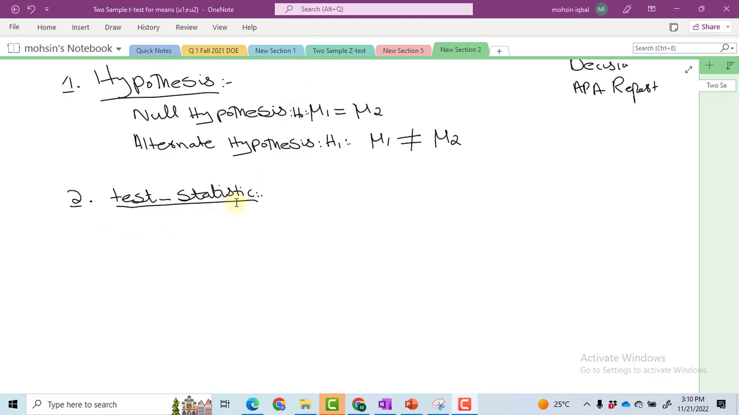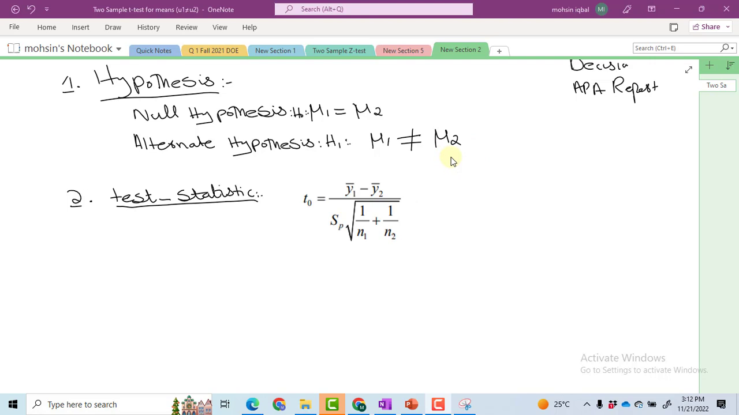Now I will perform the test statistic. The test statistic for a two-tailed t-test is t naught equals y1 bar minus y2 bar divided by sp times the square root of 1 divided by n1 plus 1 divided by n2, where y1 bar is the mean of sample 1, y2 bar is the mean of sample 2, and sp is the pooled standard deviation, or you can say the combined standard deviation of both samples. n1 is the sample 1 size, that is 6 observations, and n2 is the sample 2 size, again 6 observations.